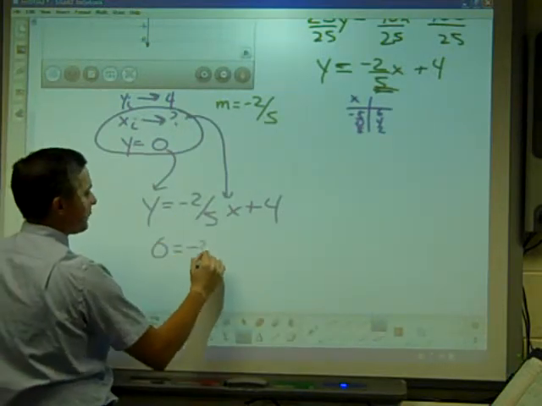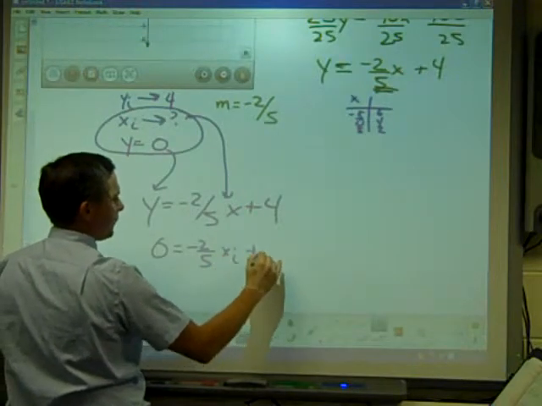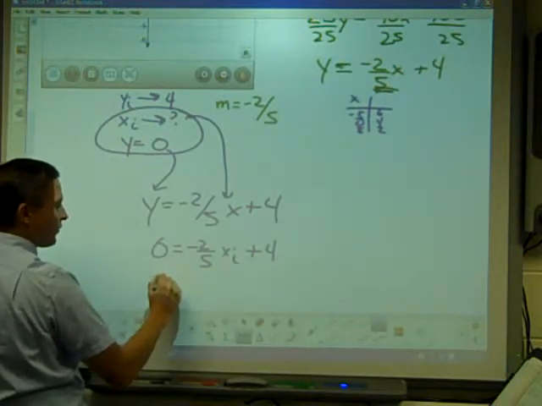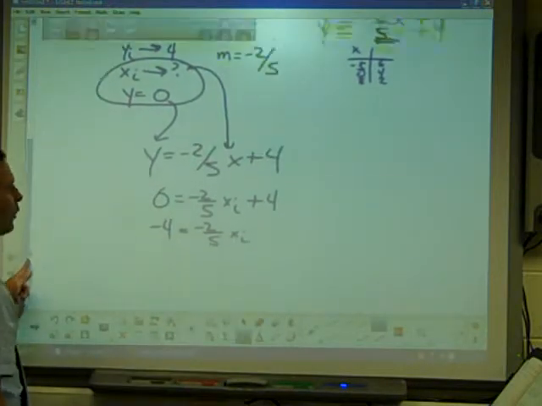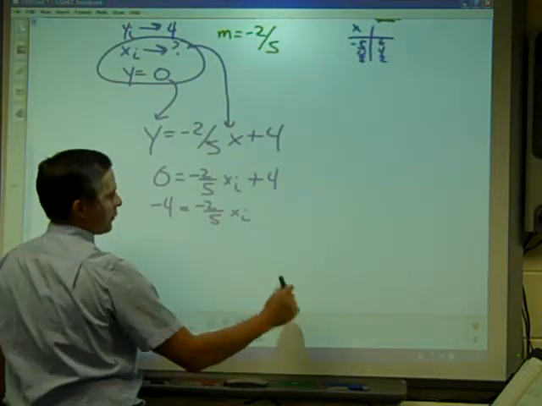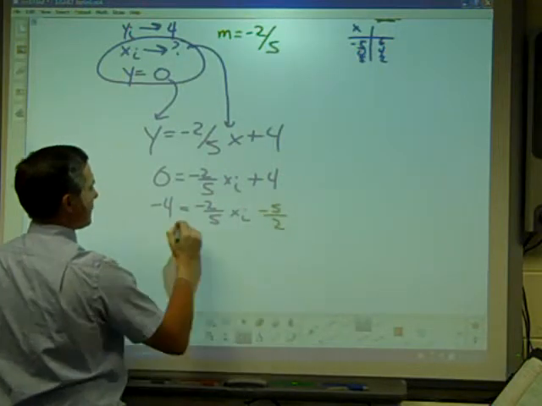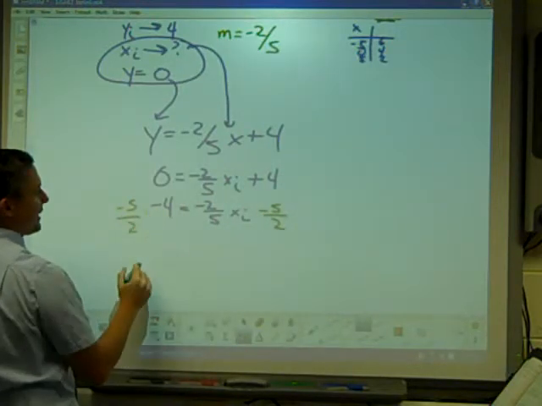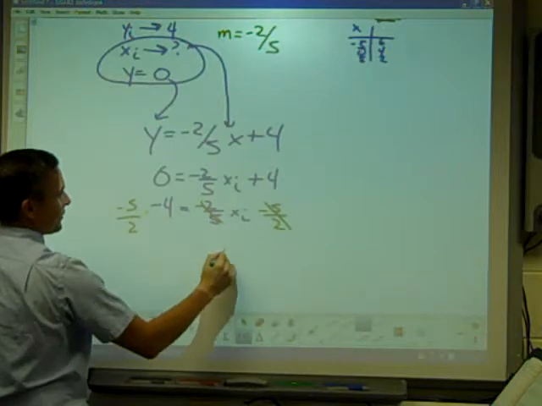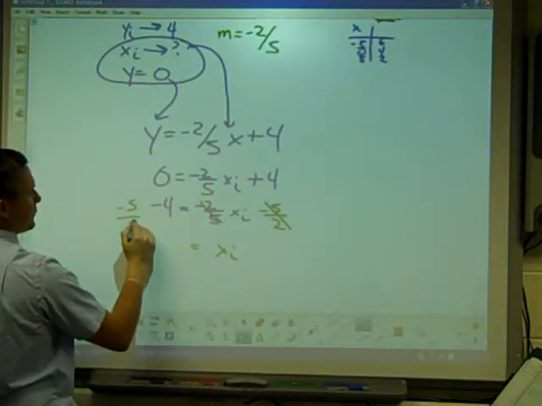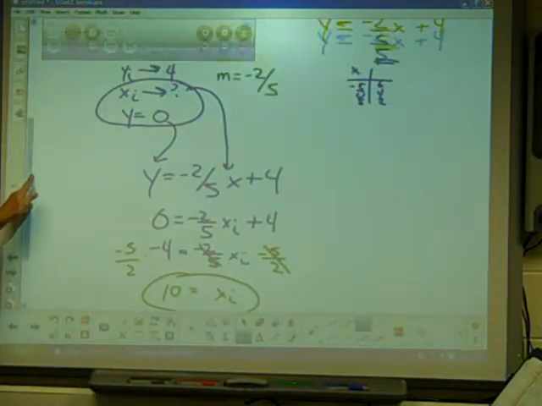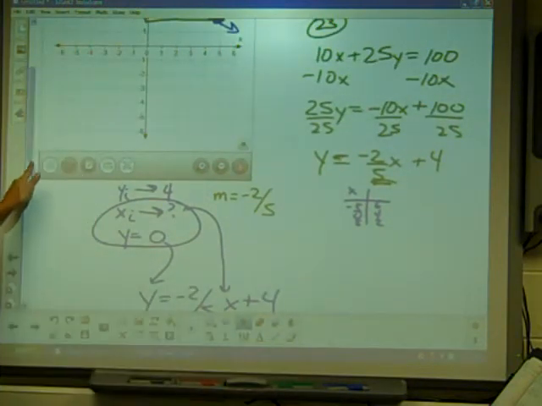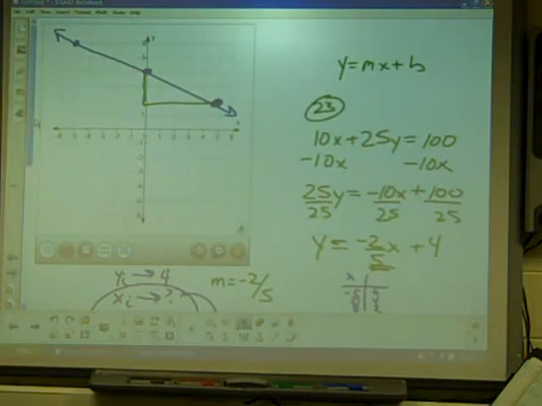So 0 equals negative 2/5 x sub I plus 4. Negative 4 on both sides, you get negative 2/5. Again, I will always, in this case, use the reciprocal. Negative 5/2. X sub I, the intercept this time, is positive 10. Good deal. And there we go. And that is the homework.